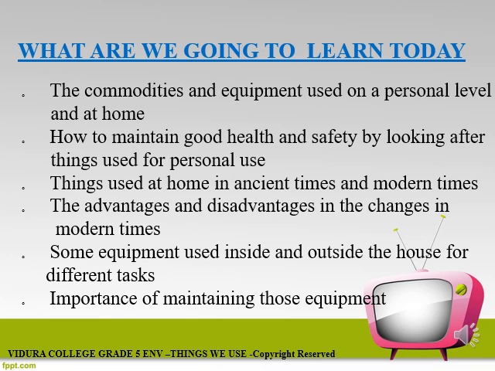We are going to learn the commodities and equipment used on a personal level and at home, how to maintain good health and safety by looking after things used for personal use, things used at home in ancient times and modern times, the advantages and disadvantages in the changes in modern times, some equipment used inside and outside the house for different tasks, and finally, the importance of maintaining those equipment.